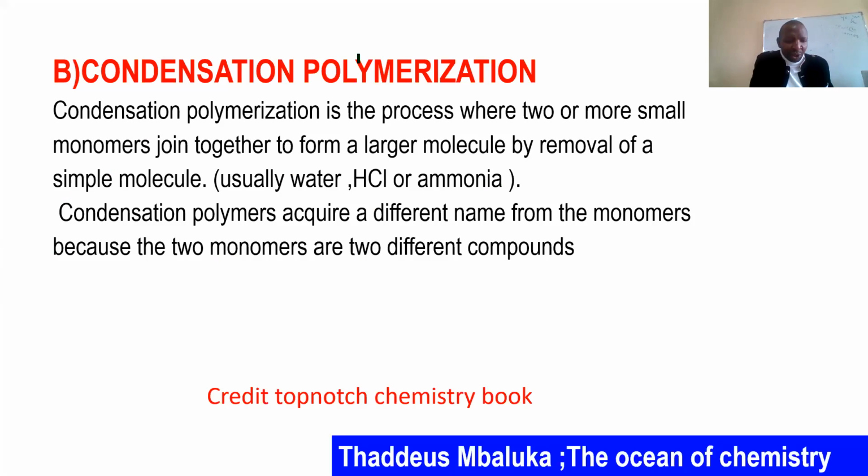So that is the point that you need to look at. The condensation polymers are formed when two smaller molecules combine by removal of simple molecules like water, hydrochloric acid, or ammonia. Condensation polymers require different names from the monomers because two different monomers are used.